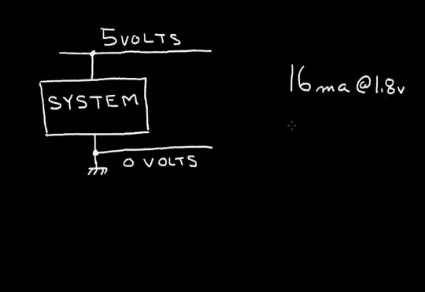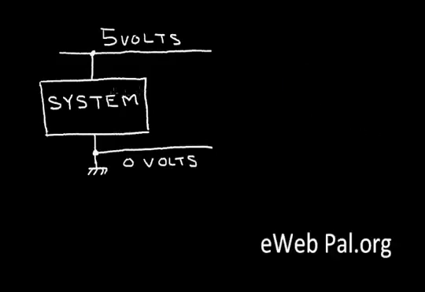And the LED has a maximum current rating of 25 milliamps. So I don't want any more than 25 milliamps to run. This system runs on a 5-volt power supply and ground, which I call 0 volts.